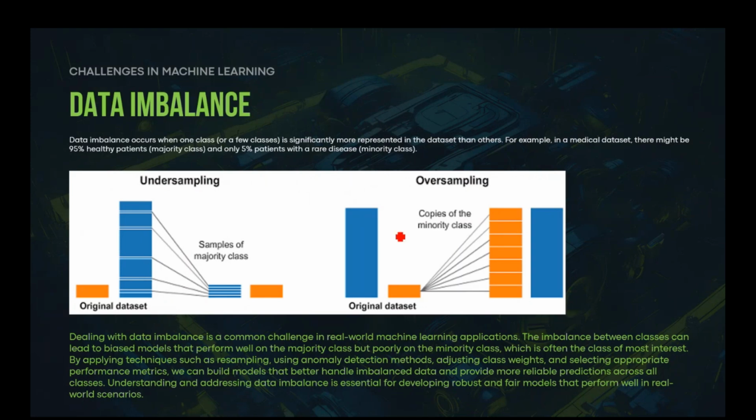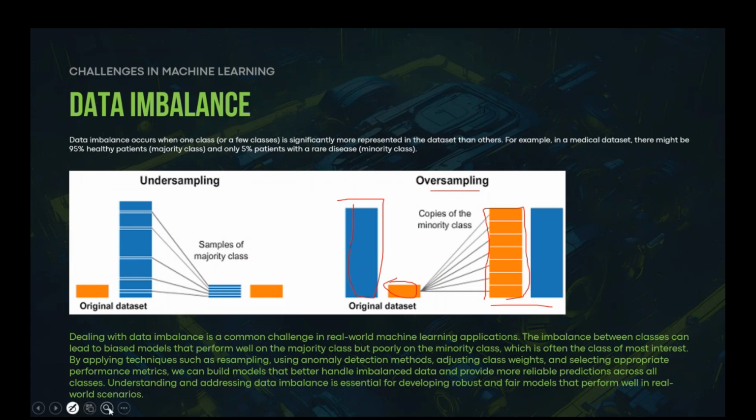If you see here, this is our majority class: so many blue outputs and only a few orange outputs. So what we do is we oversample. We create copies of this minority class so that now they are balanced. We use techniques like SMOTE, Synthetic Minority Oversampling Technique. That is one example that we use for oversampling.